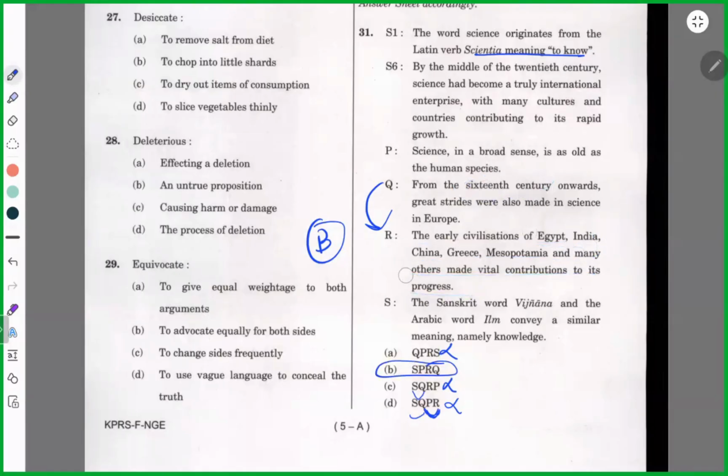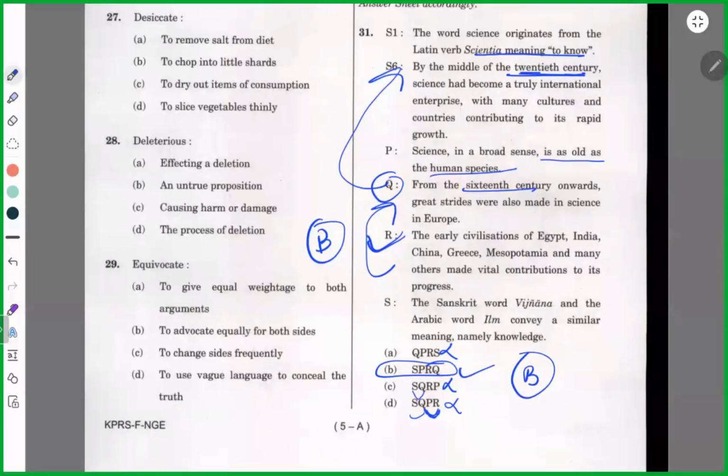Let us verify. Maybe your logic would be something else, but if you got it right, it's fine. Or you can also cross-verify your logic if you applied some different logic. Let me finish first. So SP, the Sanskrit word Vigyan and the Arabic ilm convey the similar meaning. Then science, in the broad sense, is as old as the human species. Then you talk about early civilization. Then the 16th century. Then the 20th century. Q will be the last because of 1620 and early 16. So yes, this will be the correct one. Option B, right. Good.